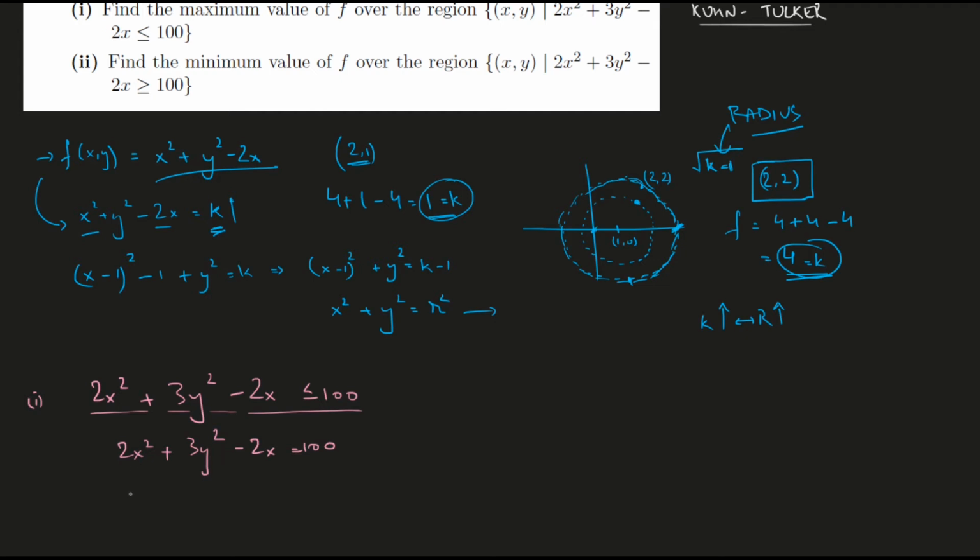So I'll start by completing the square. There's no problem with y. There's a little bit of problem with x. That's easy. I'll take out the 2 first. Then I would complete the square by adding and subtracting 1 by 4. So we're left with this.